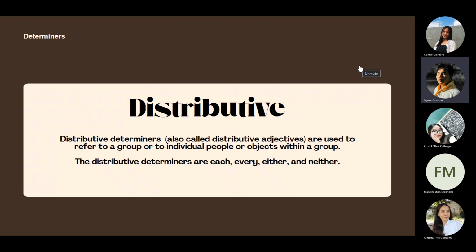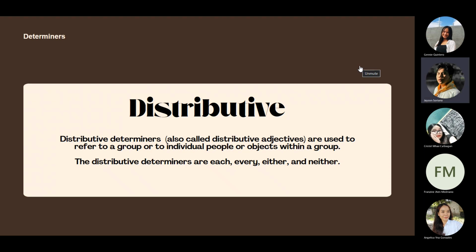So first, we need to define what distributive determiners are. Distributive determiners, also called distributive adjectives, are used to refer to a group or to individual people or objects within a group. The distributive determiners are each, every, either, and neither. So these are the commonly used determiners.